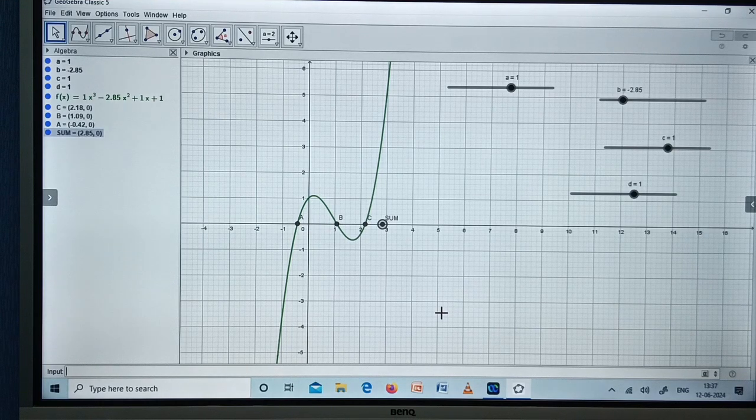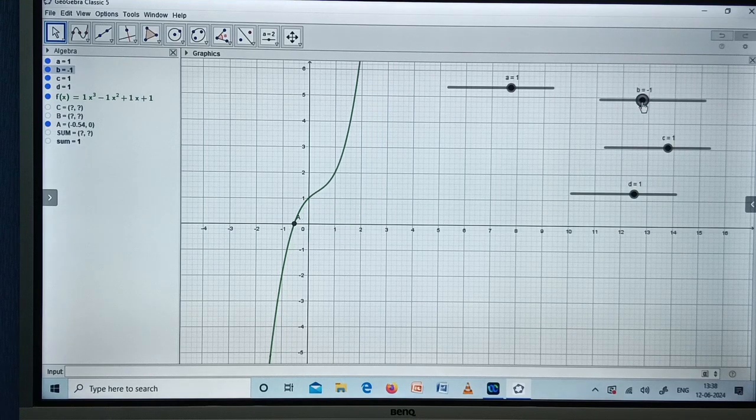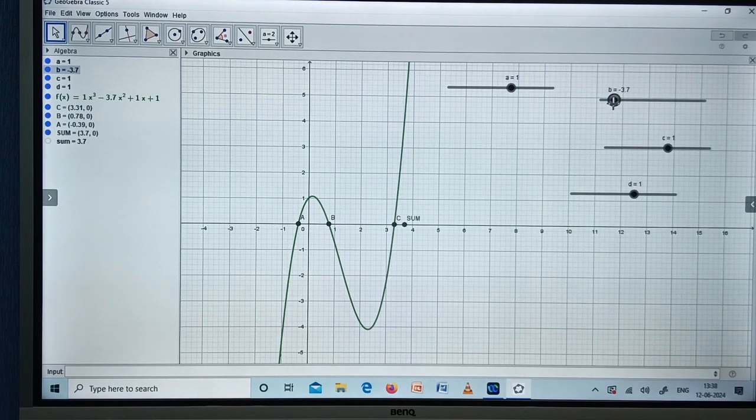Now let me use the formula. So let me write sum equal to minus B by A. Again you get 2.85. So whether I use the formula minus B by A or whether I added all the zeros, in both cases you can see that the sum of the roots is 2.85. Okay, now what is the sum of the roots? 3.7. Whether I use the formula or whether I add the zeros.